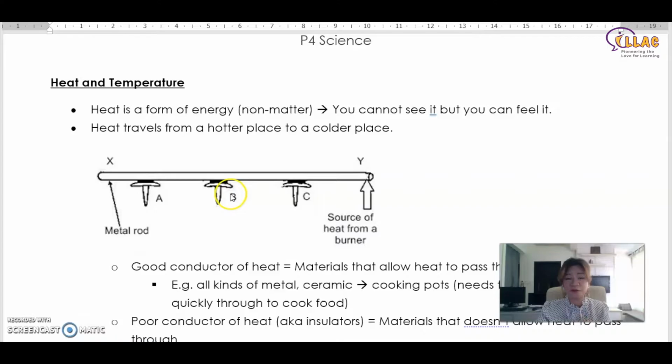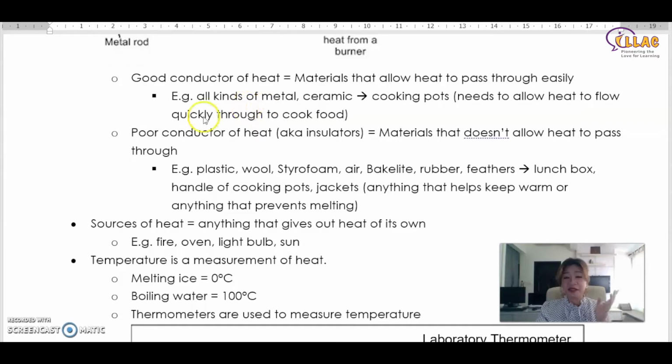That's why you need to understand how to explain this kind of question: heat travels from hot to cold. So there are good conductors of heat, and there are also poor conductors of heat, okay? Good conductor of heat means heat can travel in and out of the material easily. For example, when we want to cook, we will want to use a material that is a good conductor of heat, because the pot will heat up much faster, and our food will cook much faster.